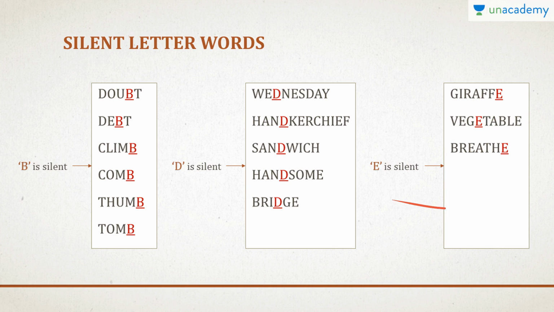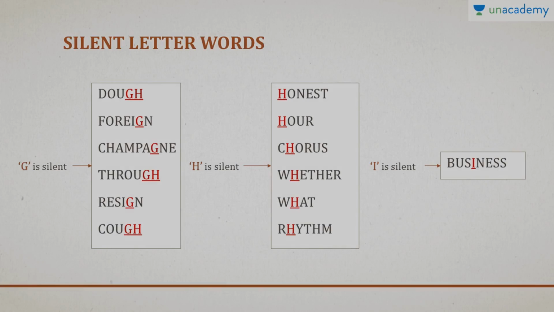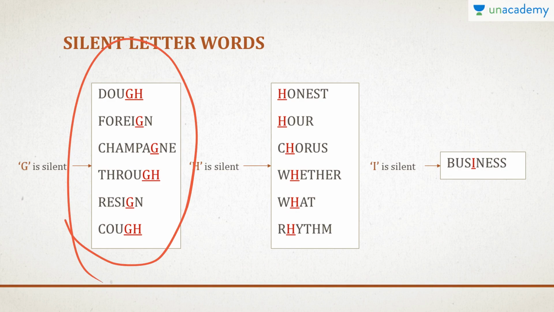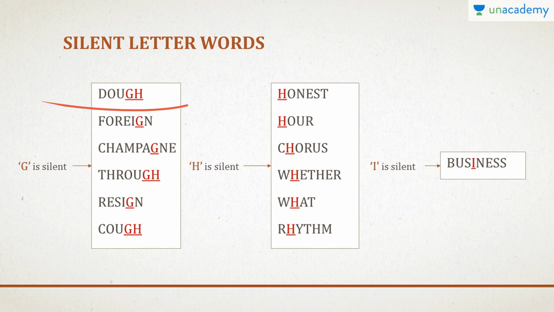Moving on. Next, let's look at the words where G is silent. Dough, foreign, champagne, through, resign, and cough. So in the first word, it's not Doug or any other way that you might be pronouncing this word. It should be dough, and GH is silent.